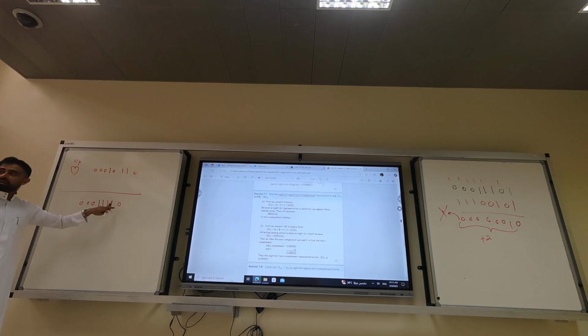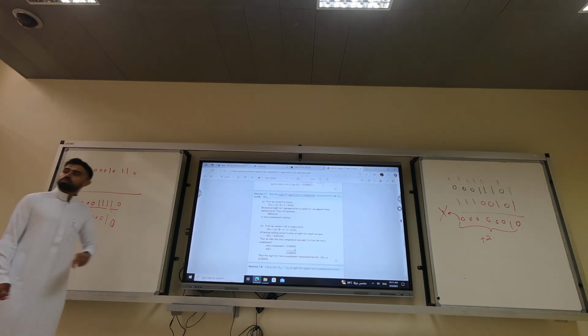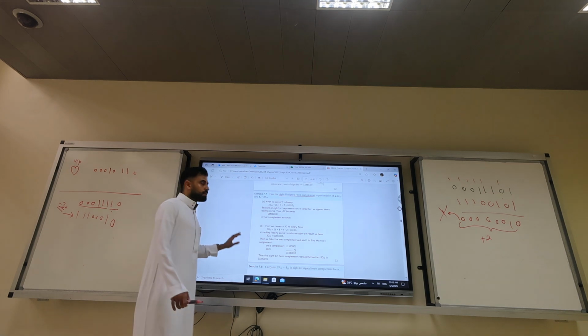You take the 2's complements. How do we take it? You copy up until you see the first one. This is copy. Everything else flip: 1 1 1 0 0 0. So this number is what? Minus 30 in the signed 2's complement notation.